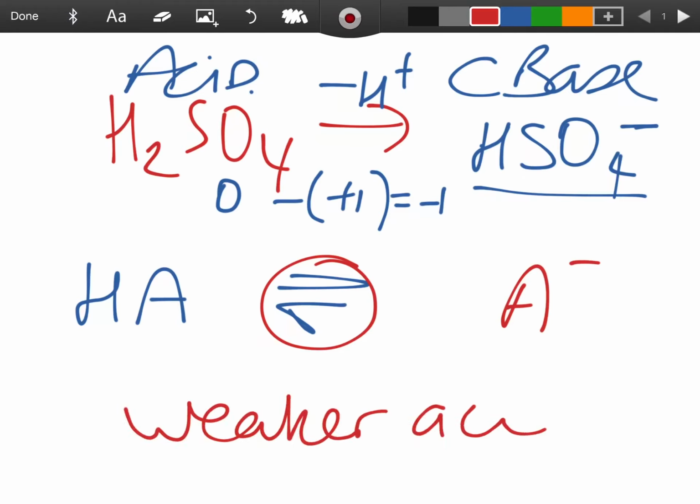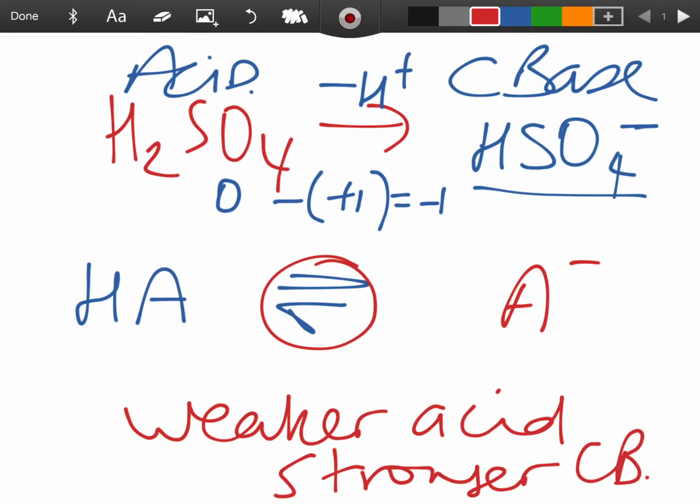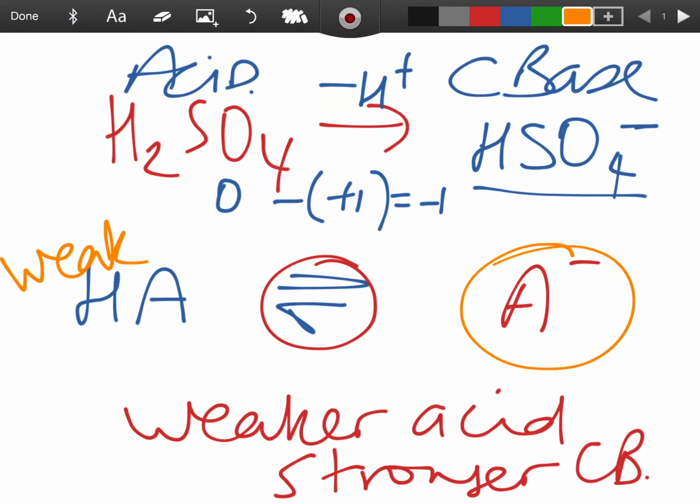Which of these conjugate bases would be stronger? Now, do you remember we said the weaker the acid, then the stronger the conjugate base. Remember we said that? So which would be stronger? Definitely the A minus, and explain why. Now, remember we talked about weak acid. So HA, remember, is a weak acid.